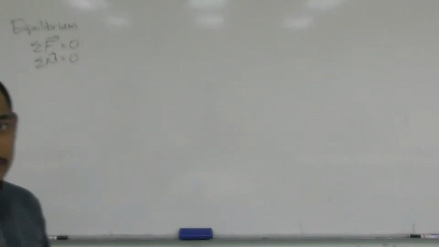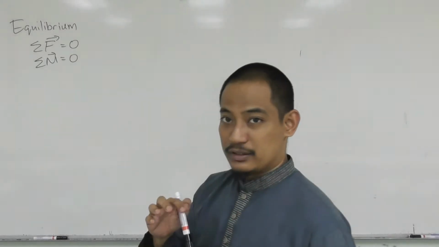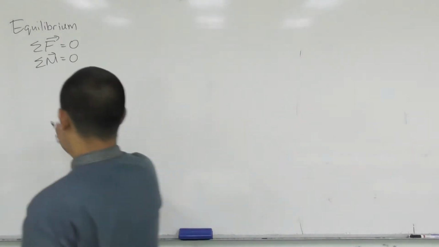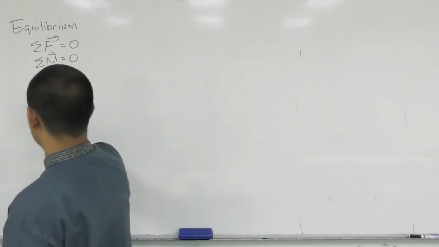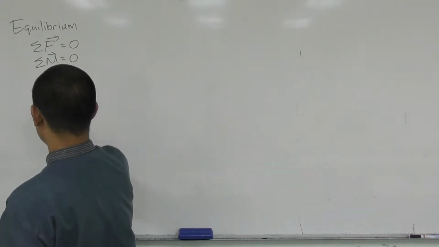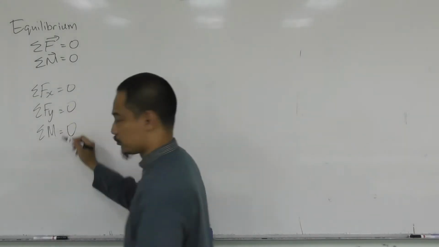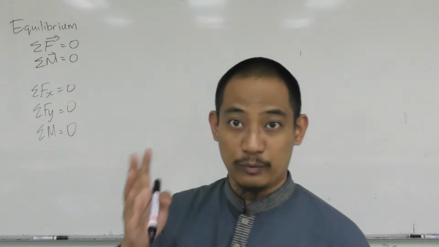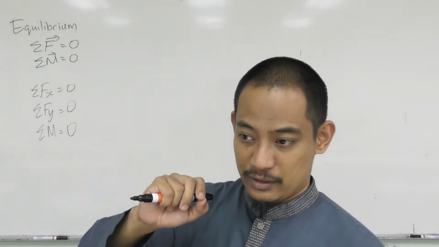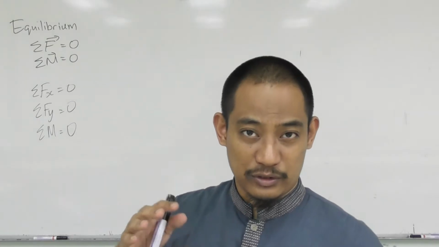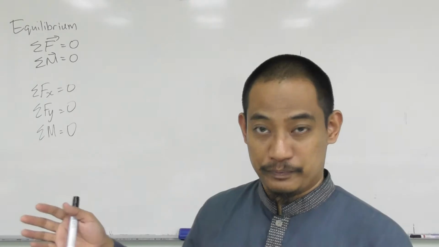That is if you write in terms of vector notation, right? So if you write in terms of scalar notation for 2D, summation of fx equal to 0, summation of fy equal to 0, and summation of moment equal to 0, right? So you have x, y, and moment, and in total you have 3 equations. Hence the maximum number of unknowns that you can solve for 2D for each free body diagram is 3 unknowns, right?